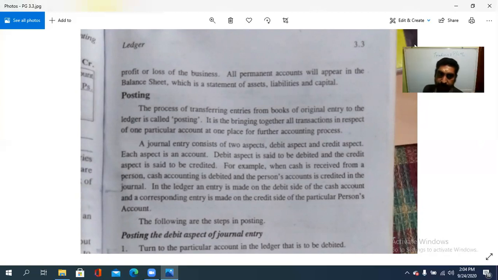Then posting. The process of transferring the entries from books of original entry to the ledger is called posting. Purchase account debit to cash.